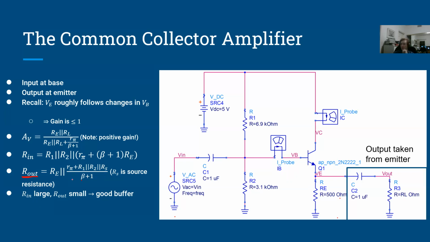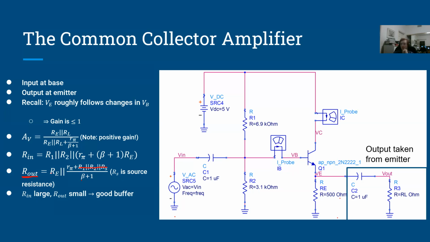But let's plug in some numbers here. If we have a 1 milliamp collector current, that corresponds to R pi, which is 2.5 kilo ohms, if you recall. And let's say RS is 0 just for simplicity. So this term just goes away. So we have R pi over beta plus 1, that's 2.5 kilo ohms over roughly 100. So it's kind of around 25.